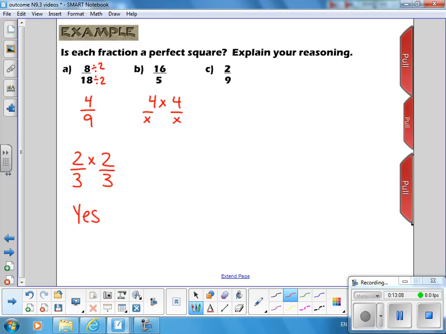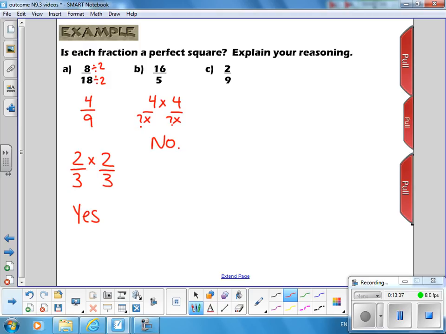So therefore, we look, can 16 over 5 be simplified? The answer is no. There's no common factor that comes out of both of them. So since we can't simplify it, and we can't find two whole number factors to give us 5 that are equal, this is not a perfect square. So even though one part of it is a perfect square, the entire fraction is not, because in this case the denominator is not a perfect square value.